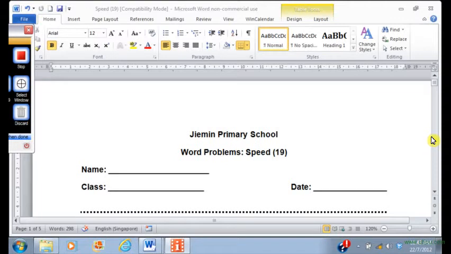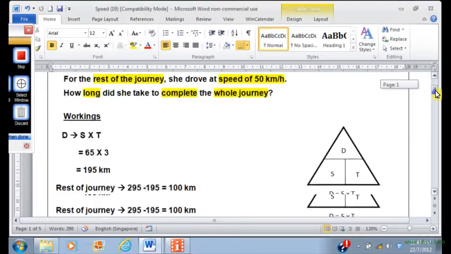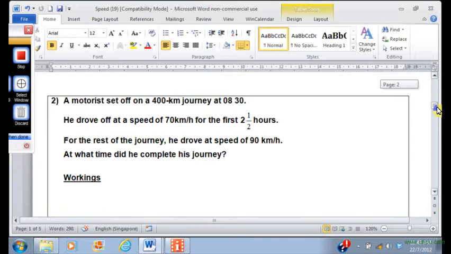Topic is speed. I'm going to go on to the second question, quite similar to the one we went through just now. So I'm going to straight away zoom on to your second question, which is here. Let's look at the question.